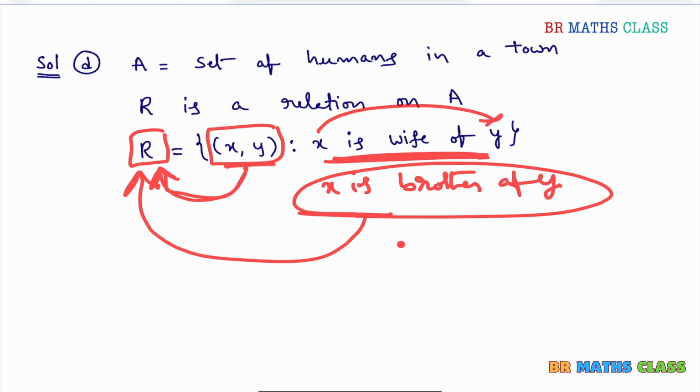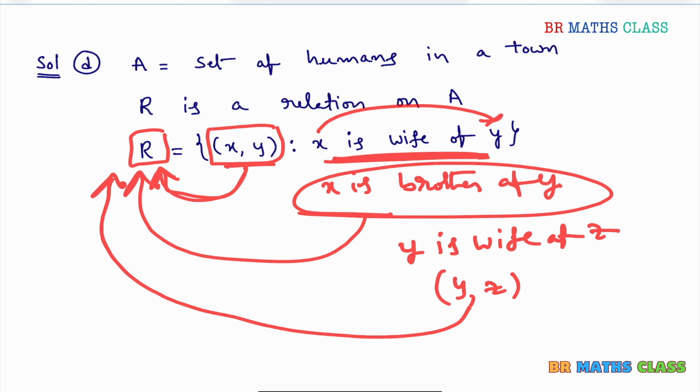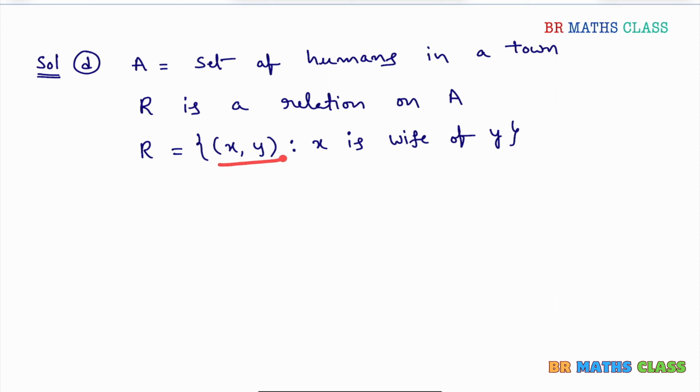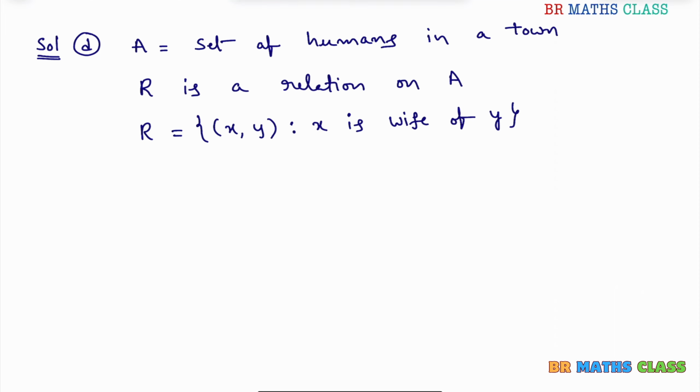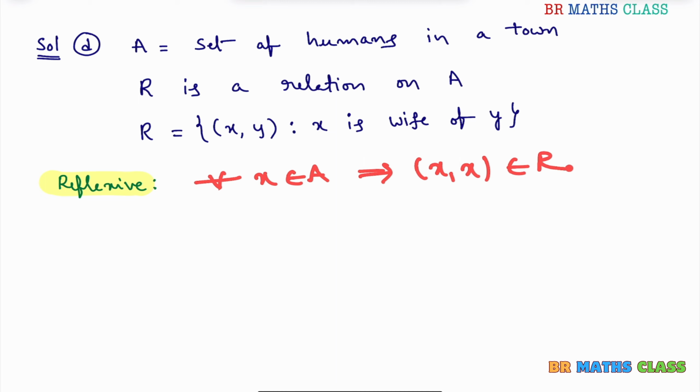Right? Suppose y is wife of z. Then the order pair y comma z belongs to this relation? Yes, the order pair y comma z belongs to the relation. You need to understand what type of order pairs are there in this relation. Now we need to check whether this relation is reflexive or not. What is the reflexive definition? For every x in set A, the order pair x comma x is there in the relation. Then we say that the relation is reflexive.